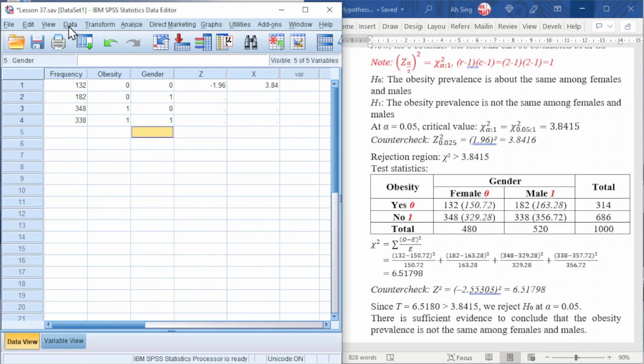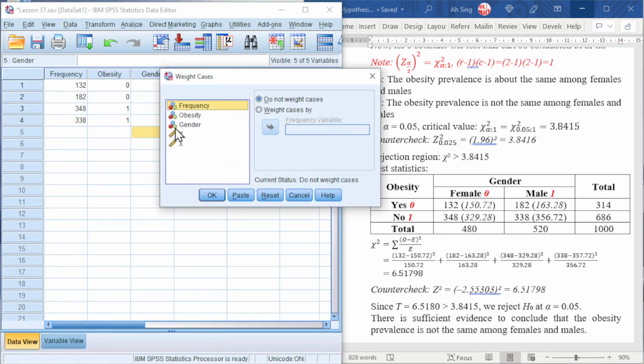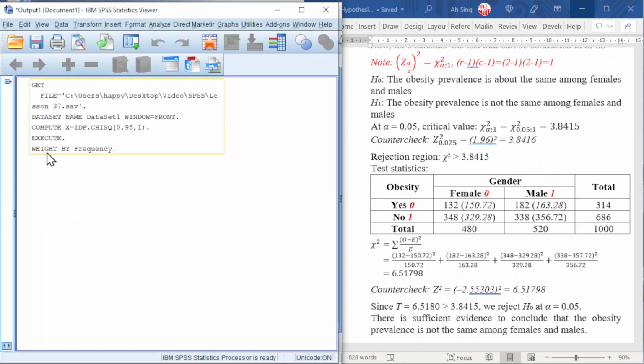Before that, always remember to weight cases since we have frequency here. Go to data and look for weight cases. We should weight cases by frequency. Click on OK, and all the cases should now be weighted by frequency.